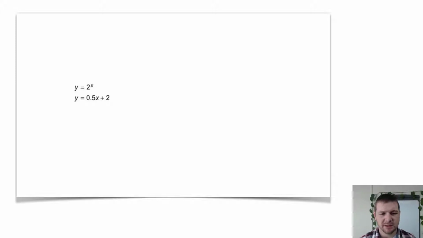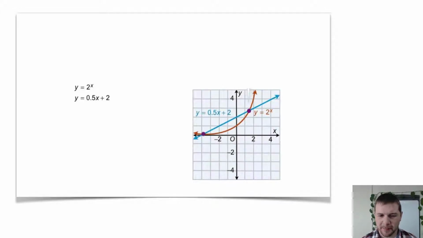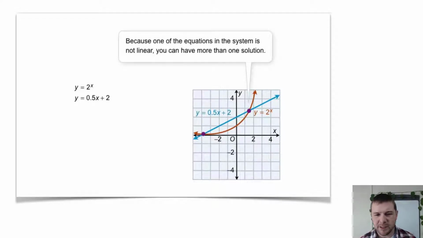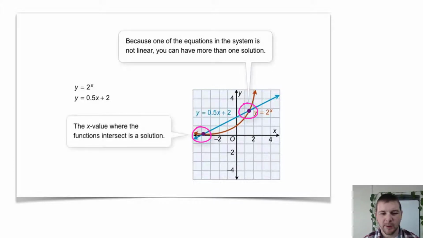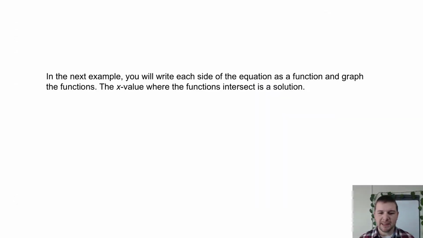Consider the system of equations. y equals 2 to the x power, and y equals 0.5x plus 2. The system is graphed here. Note, because one of the equations in the system is not linear, you can have more than one solution. The x value where the functions intersect is a solution. In the next example, you will write each side of the equation as a function and graph the functions.